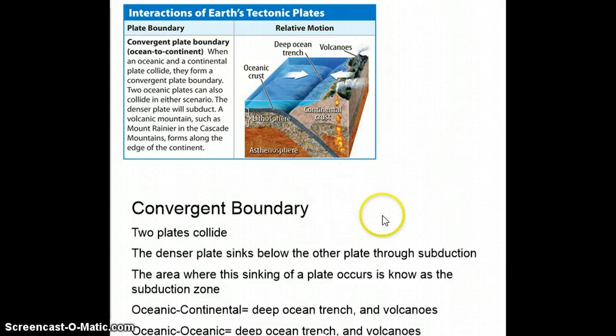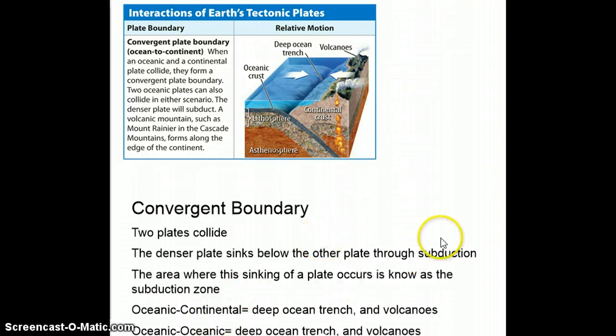So as it sinks underneath, it can form a deep ocean trench. So right in here you can see kind of the crease here, that's known as the deep ocean trench. And then also on top here on the continental crust, we can see volcanoes form, because as this plate sinks underneath, it will melt over time. It helps to produce magma and that kind of stuff that can be part of this volcanic chain.